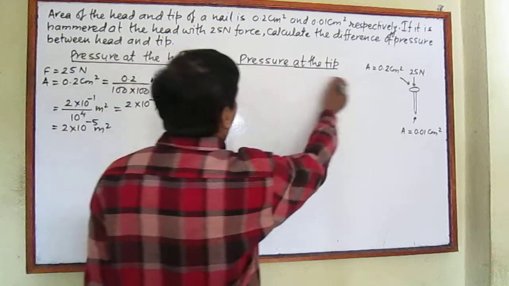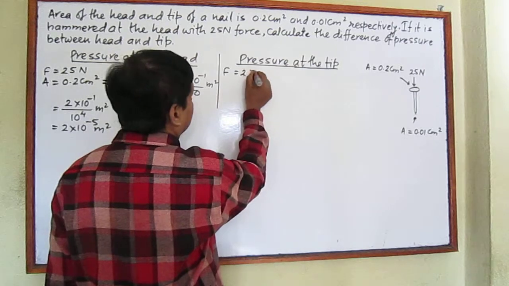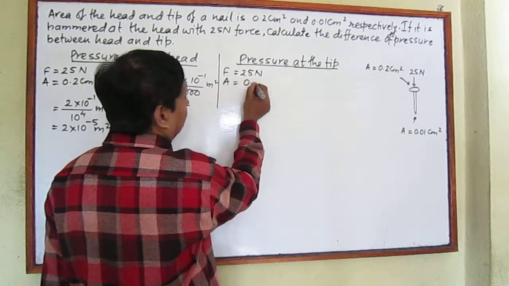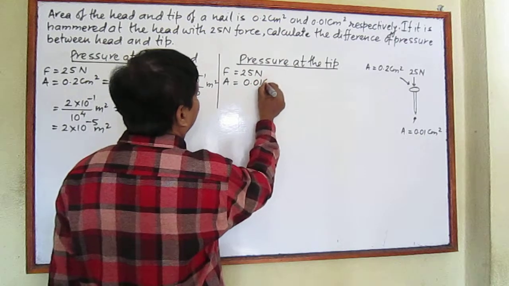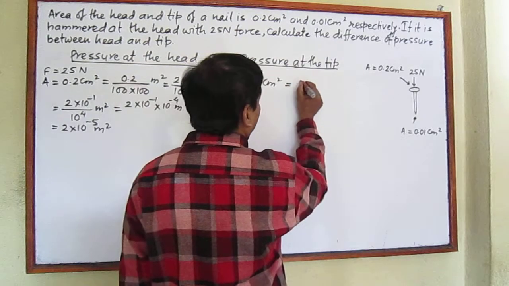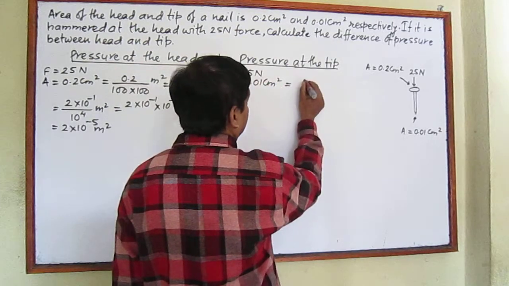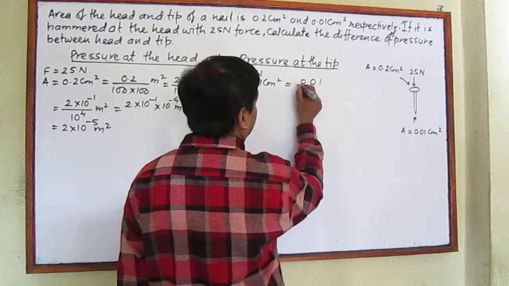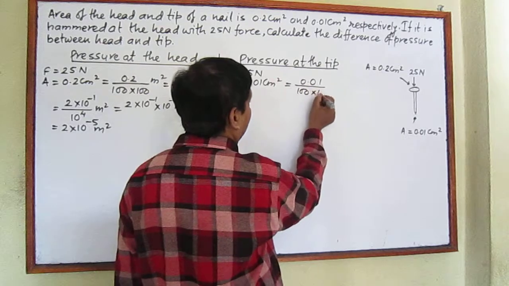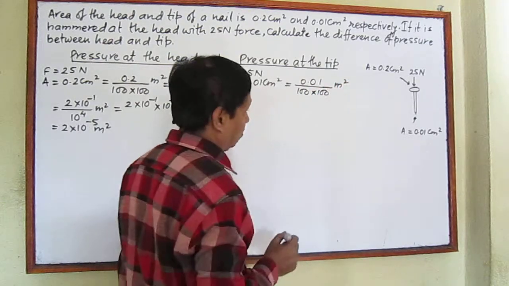Now let's talk about the tip. Force remains same. How much? 25 Newton. And area is given as 0.01 centimeter square. Now I am going to convert this into meter square. Now 0.01, if it is divided once by 100, then 1 centimeter converts to meter, and again by 100, both centimeter converts to meter, and it becomes meter square.